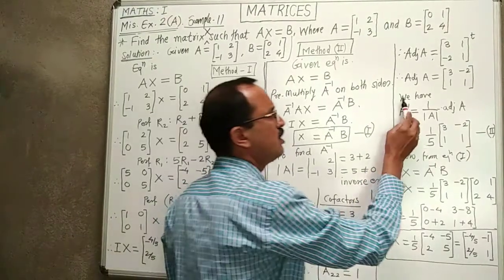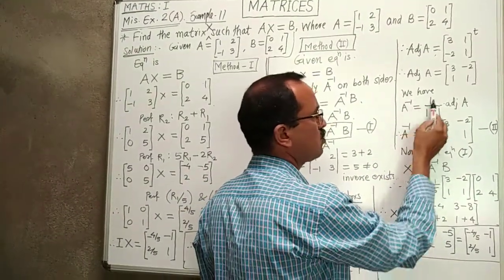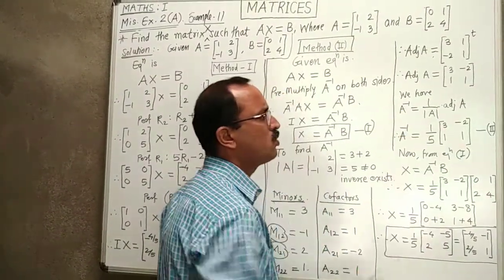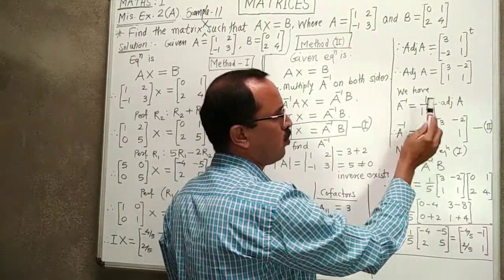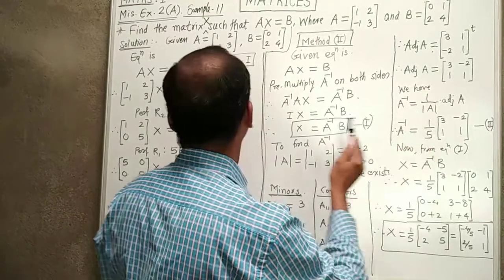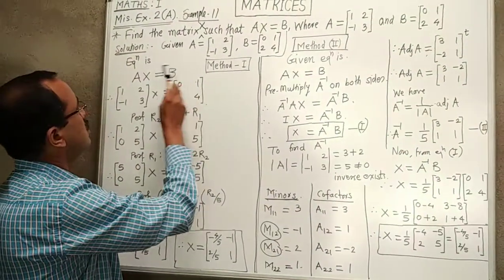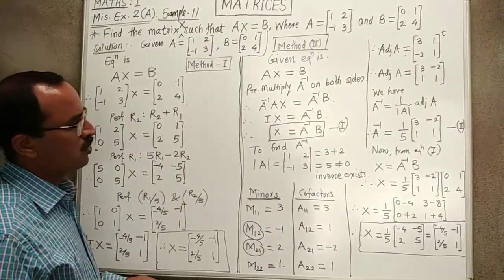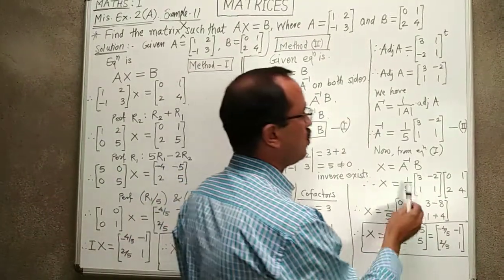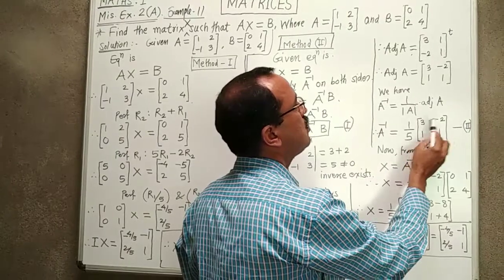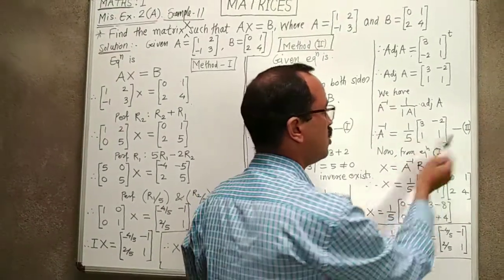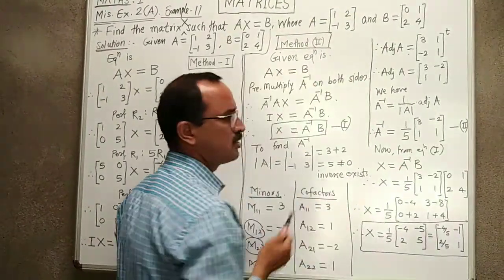So finally we get the inverse. We have A inverse is equal to 1 upon determinant of A into adjoint of A. Therefore A inverse is equal to 1 upon determinant of A, which we already calculated. Determinant of A is equal to 5, so 1 upon 5 into the matrix 3, minus 2, 1, 1. This is the inverse of this matrix A.